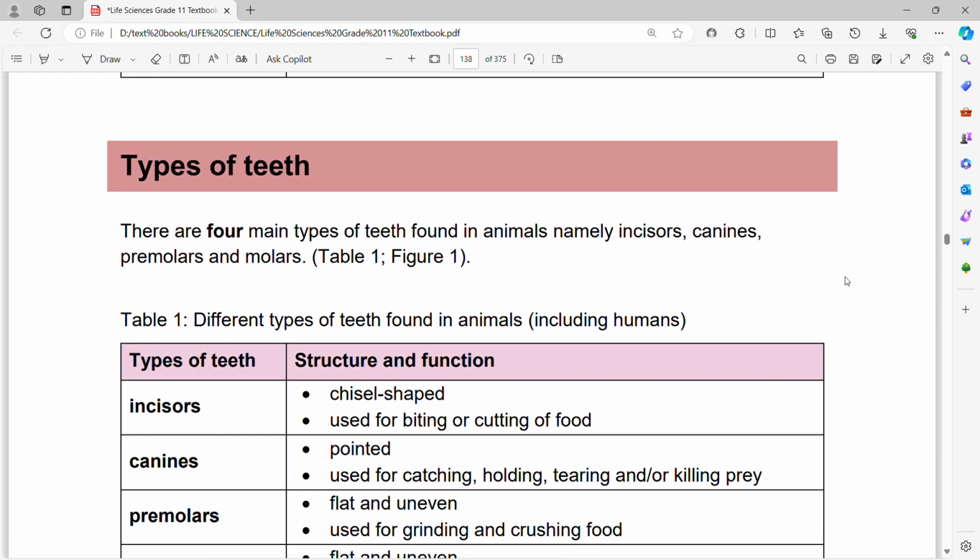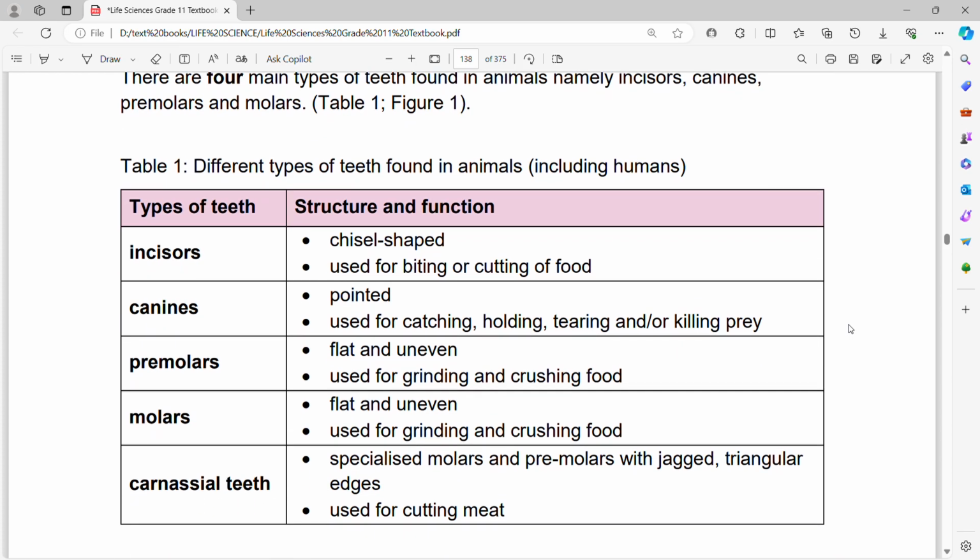Next, types of teeth. There are four types of teeth found in animals. These are incisors, canines, molars and premolars. They have different structures and functions. Incisors are chisel shaped and are used for biting and cutting food. Then we have canines. They are pointed in structure. These are used for catching, holding, tearing or killing prey. These teeth are found in animals, including humans.